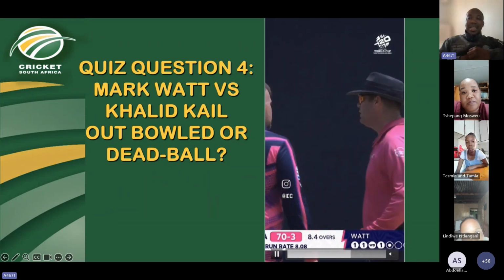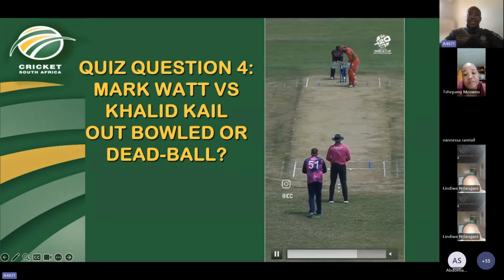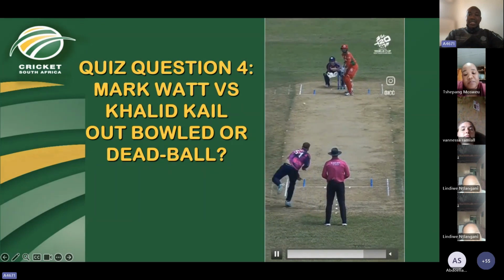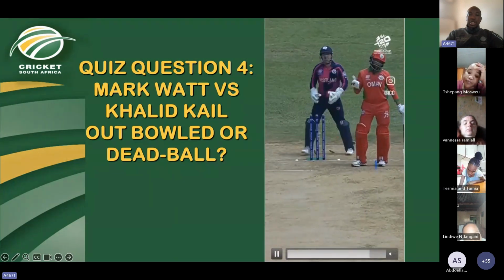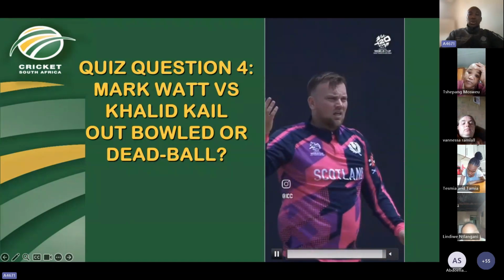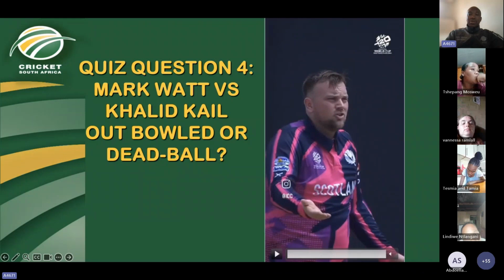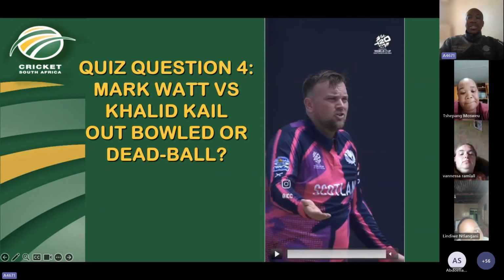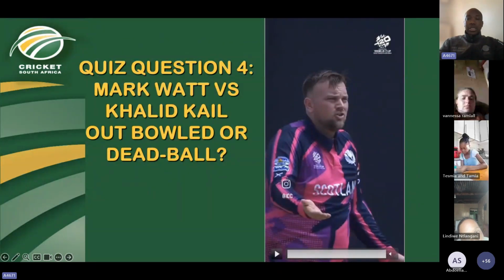Law tells us that if the striker backs away and does not play a shot because he or she feels they are not ready, then the bowler and umpire will call and signal dead ball, and we'll find out the reason for the striker pulling away. And the reason here is that the striker wasn't expecting Mark Watts to bowl from where he bowled, and so it was a genuine incident of the striker not being ready.